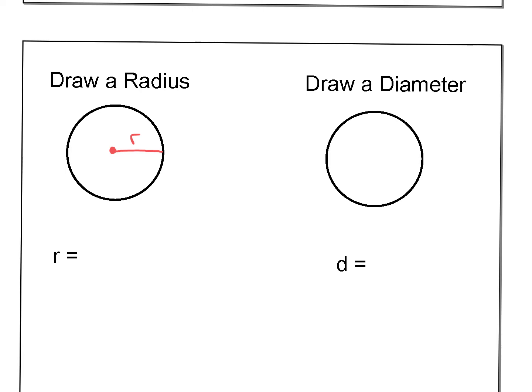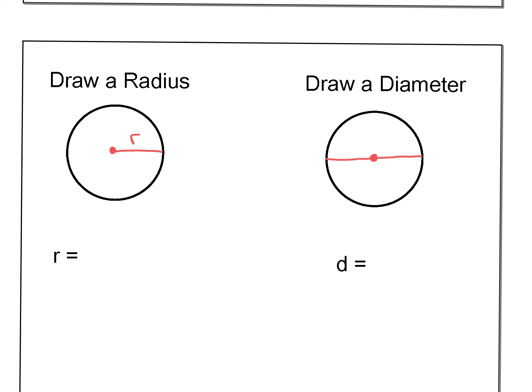And diameter is also going to go through the center, but it's going to go from one end all the way to the other end of a circle, and it has to go through that center point. All right, now a diameter cannot be here. That's called a chord. Okay, so don't draw that. I was just showing an example. I saw some people doing that last week. So a diameter has to go through the middle. Radius just goes from the middle to any one side of the circle.